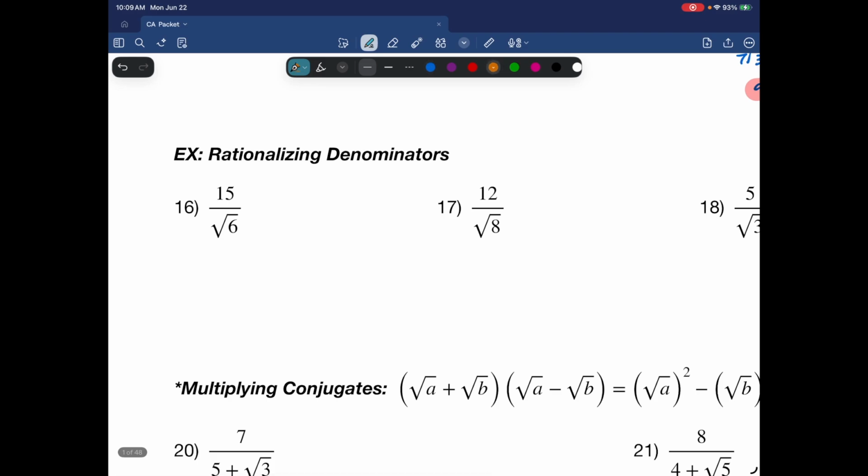Rationalizing your denominator. So I can't have radicals in the bottom of my fractions. So I multiply to get rid of that. And a lot of times you're just going to multiply by what's in the radical. So square root of 6 times square root of 6 is going to get rid of the square root. And so that ends up with 15 square root of 6 over 6. And then, of course, you're going to simplify that. 15 over 6 reduces to 5 over 2. So you get 5 square root of 6 over 2.